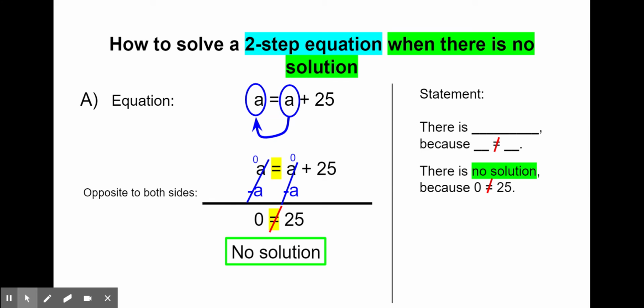So our answer is no solution, and our statement is there is no solution because 0 is not equal to 25. And that's how we can solve a two-step equation when there is no solution.